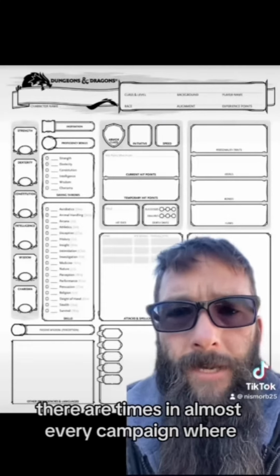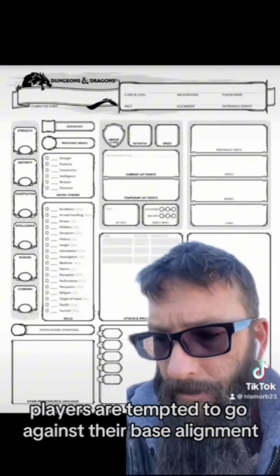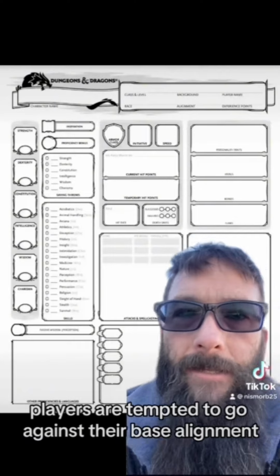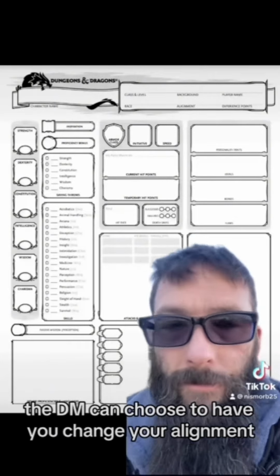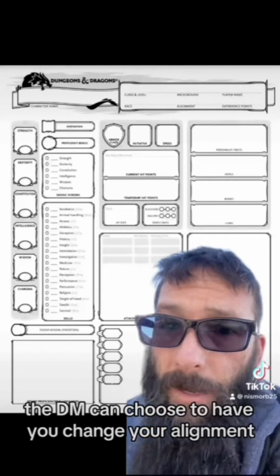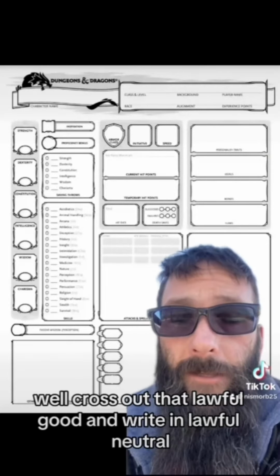There are times in almost every campaign where players are tempted to go against their base alignment. The DM can choose to have you change your alignment. Right, well, cross out that lawful good and write lawful neutral.